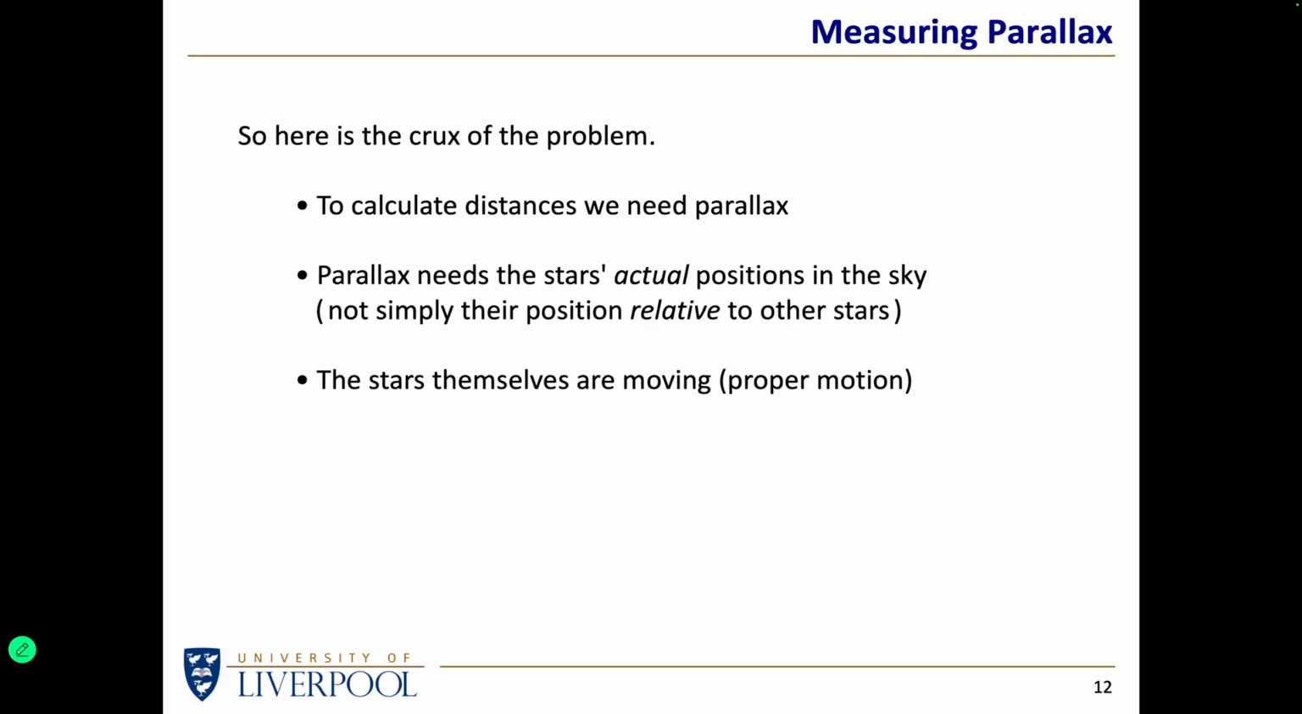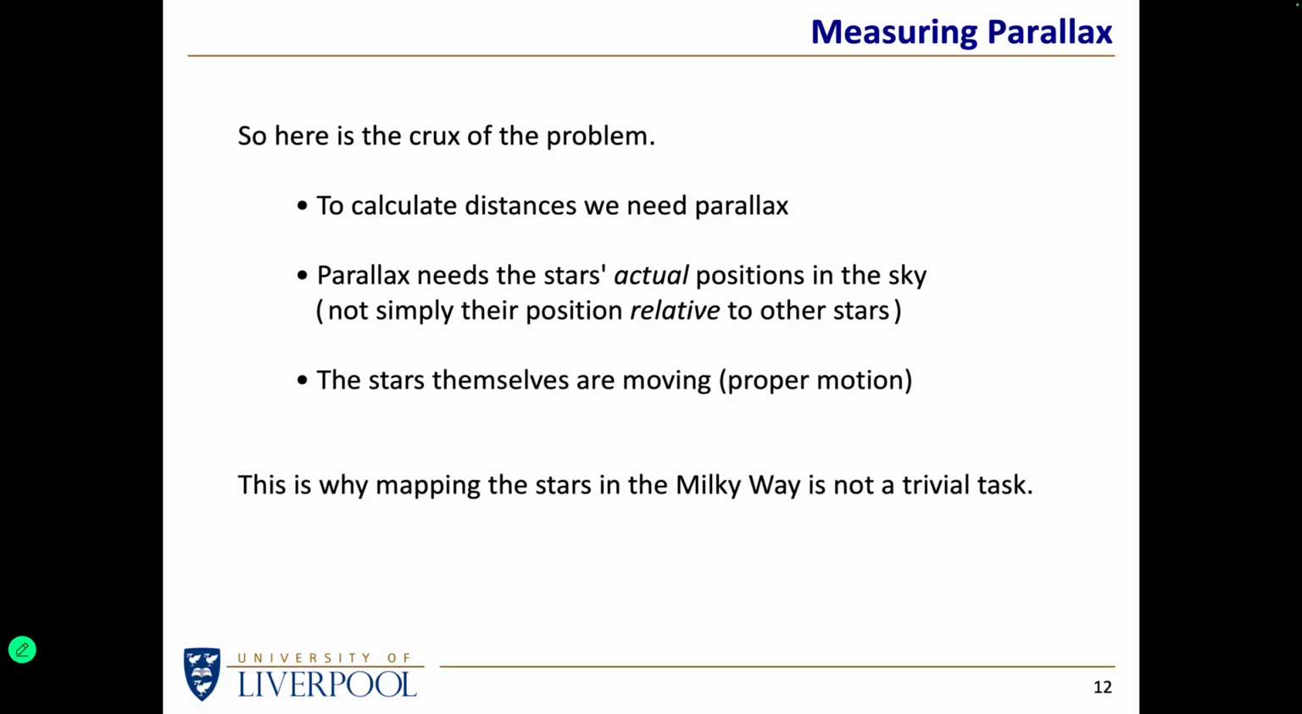So we have these multiple problems. We need parallax, but parallax needs absolute positions on the sky, and we have to take into account the fact that the stars themselves are moving. This is why mapping the stars in the Milky Way is not a trivial task, and this is why it couldn't be done many, many decades ago. We needed certain levels of technology to allow us to be able to do this.